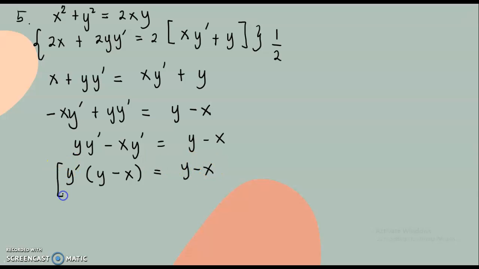Then, divide both members by y minus x. Okay, therefore, your y prime is equal to y minus x over y minus x. y prime is equal now to 1.